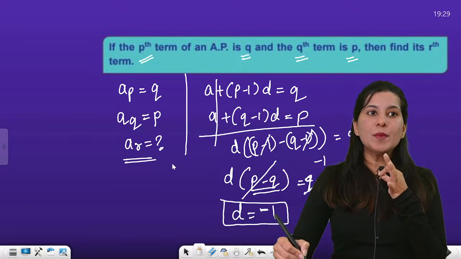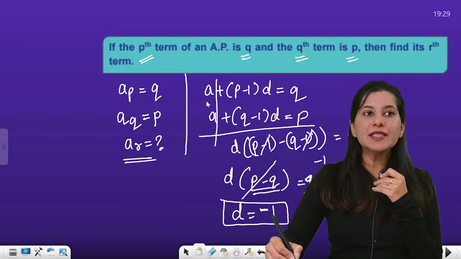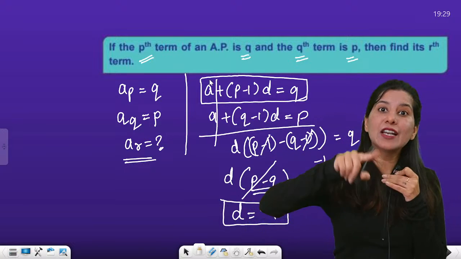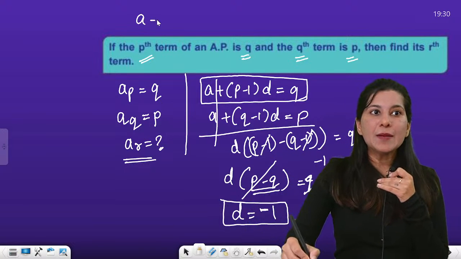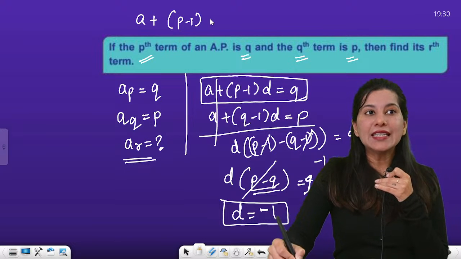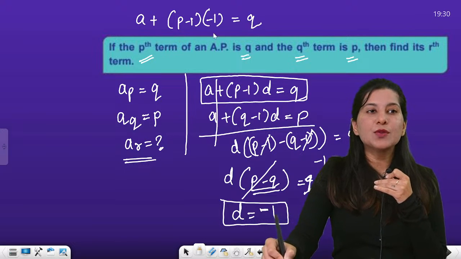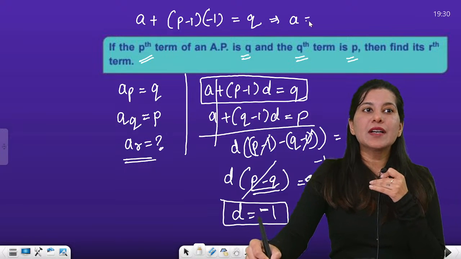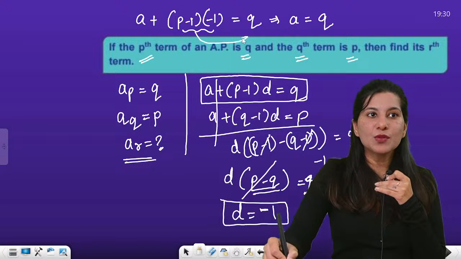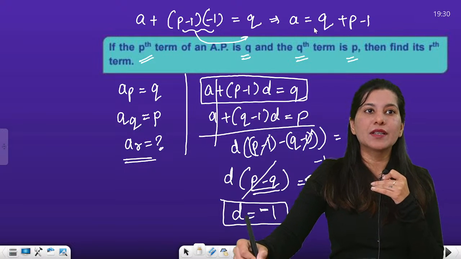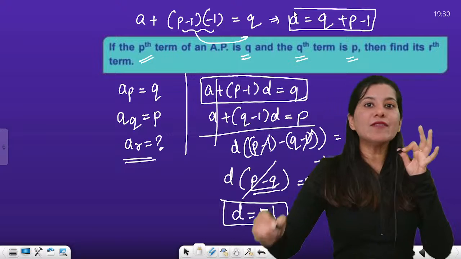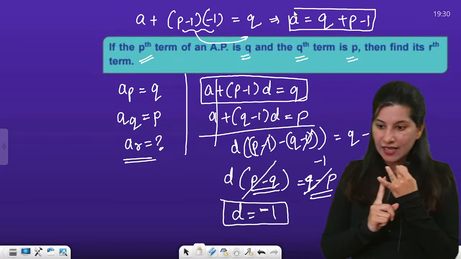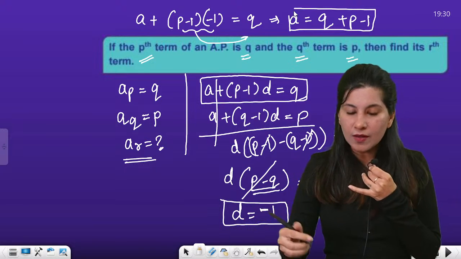The moment you see common difference minus 1, now what you can do is, in this equation, you can put the value of D to get the value of A. Let's do that. So A plus (P minus 1) times D is equal to Q. So A is going to be what? A will become Q, shift this towards the right-hand side, plus P minus 1. This is your A. Now whatever they are asking, we have the value of D, we have the value of A, we will be able to solve the question, right?